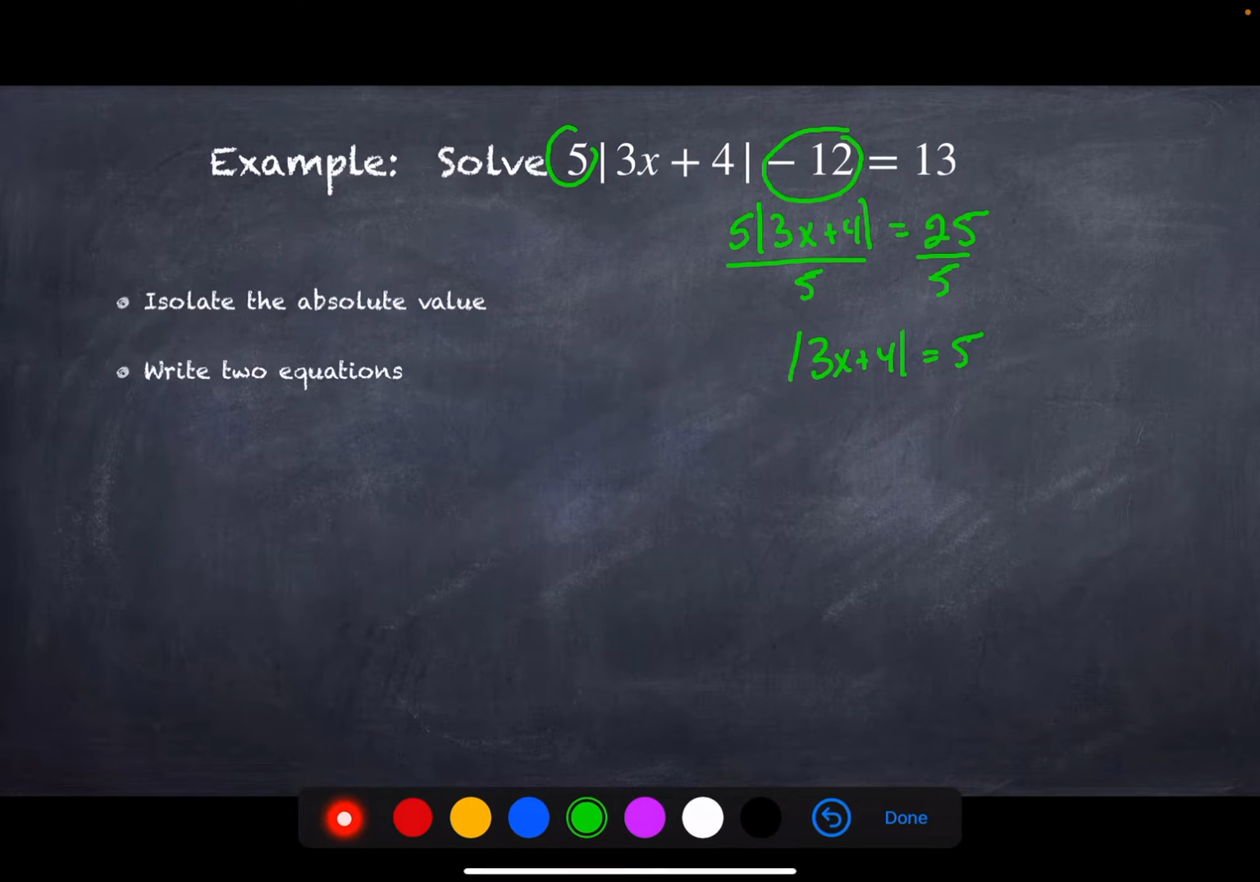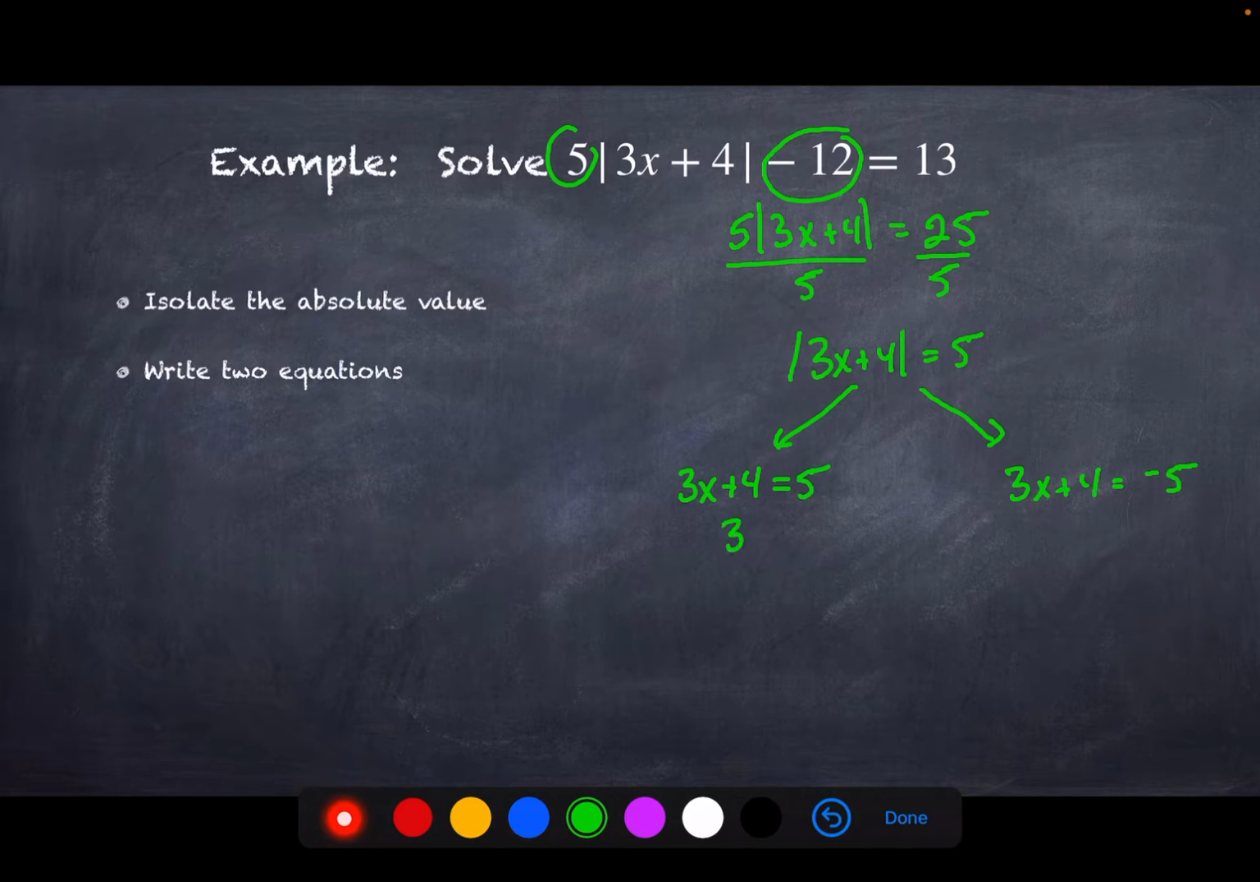Here's where I'm going to write my two equations now because I have my absolute value isolated. So one of them will look exactly like this equation I have, just I'll drop the absolute value sign to say 3x plus 4 equals 5. The other will look almost the same except for I will make the 5 negative because 3x plus 4 can either be 5 or it can be negative 5. So now I'll solve them each individually.